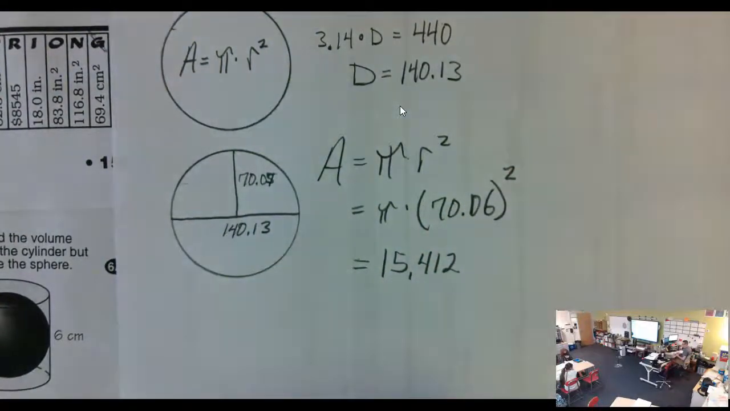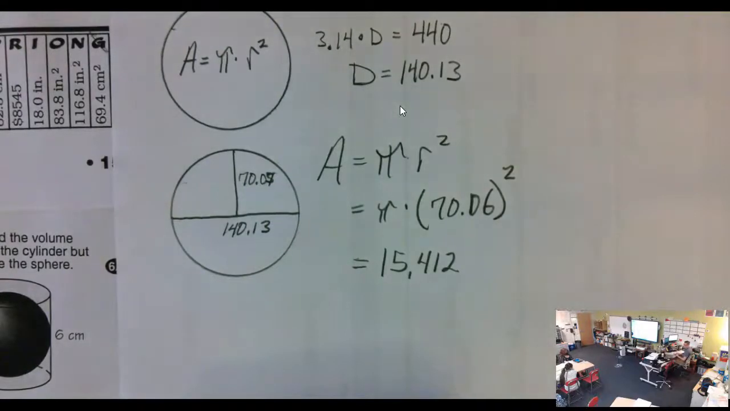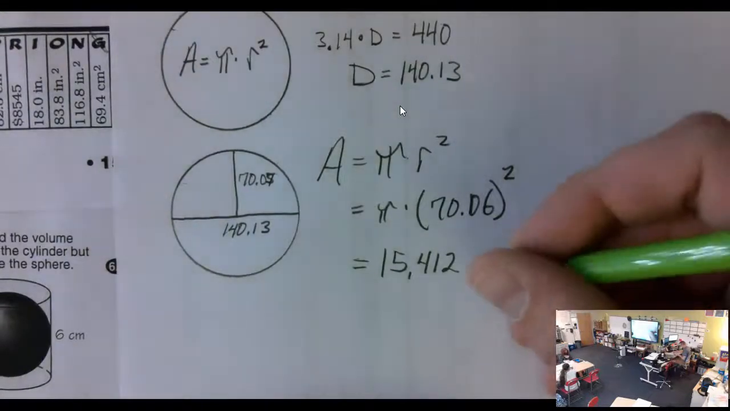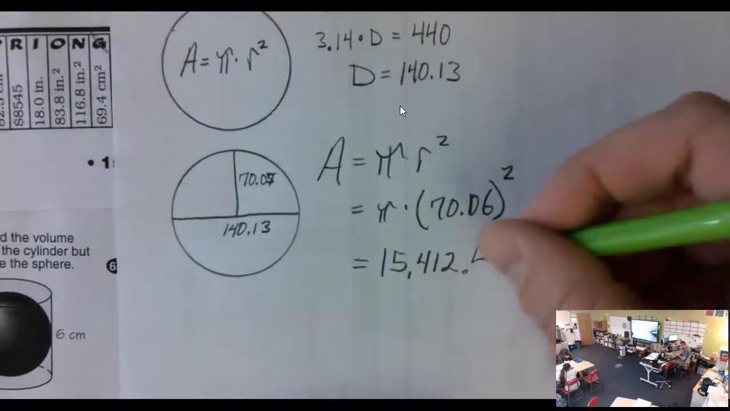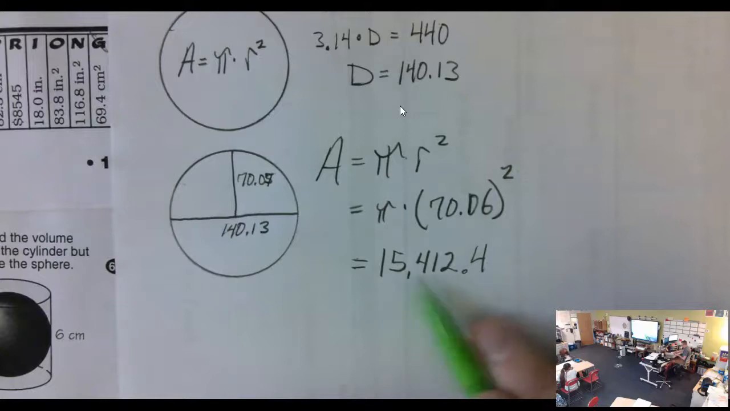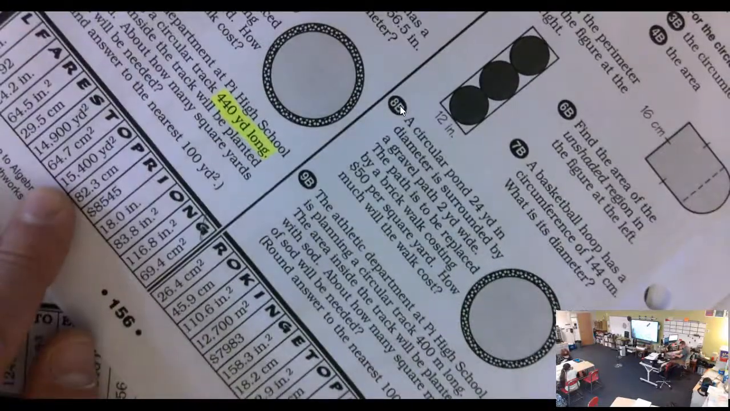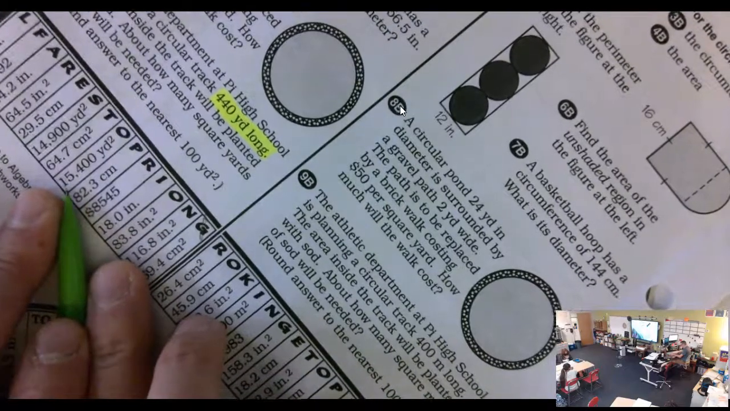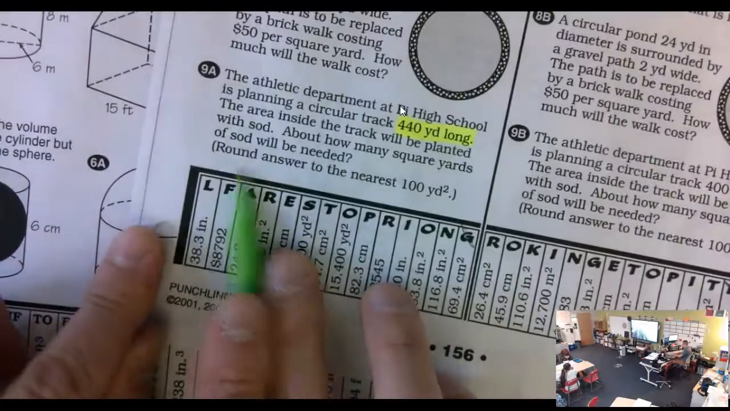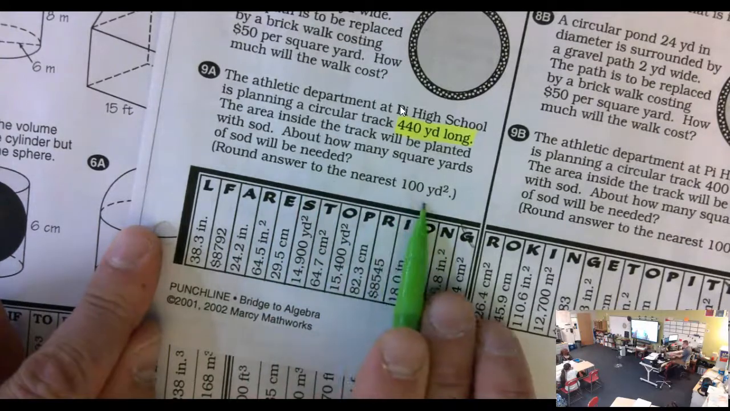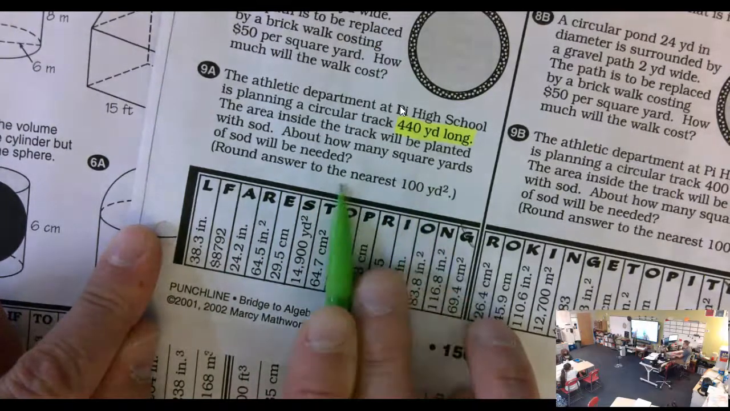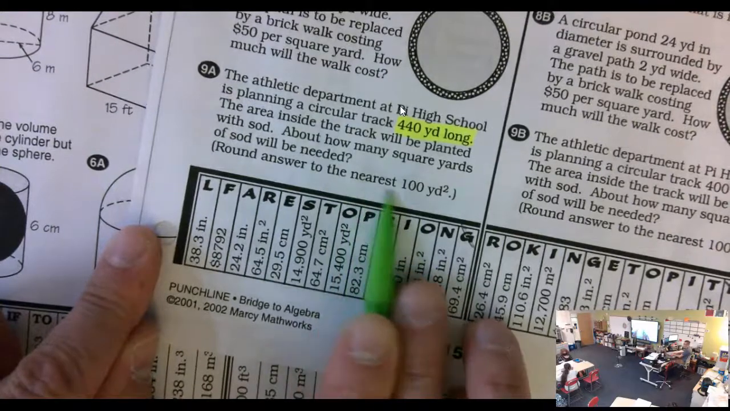Yeah, because we actually kept too many decimals along the way, which I did on purpose. We were more accurate than they were. So if I round my answer to 15,412.4, and then I come look at their answers, crap, wrong worksheet. 15,400. But notice that the problem had said round answer to the nearest 100 yards. Yeah, they told us how to round.